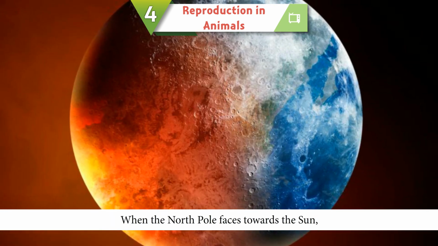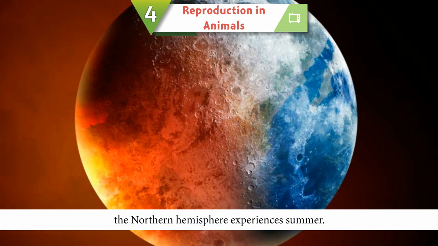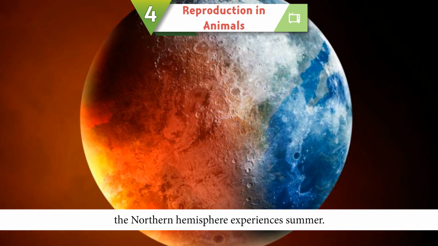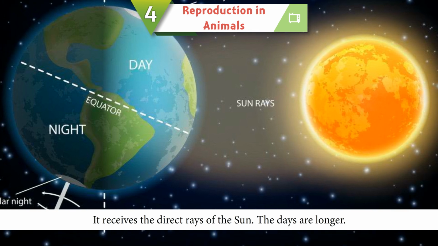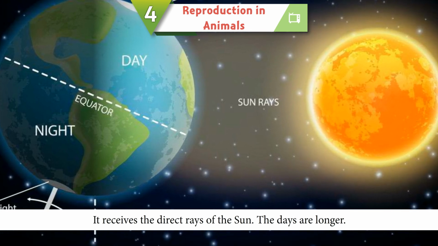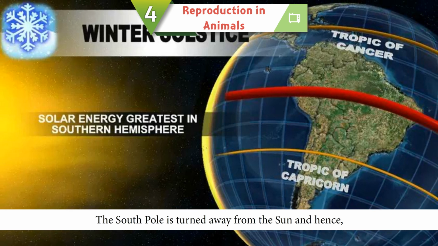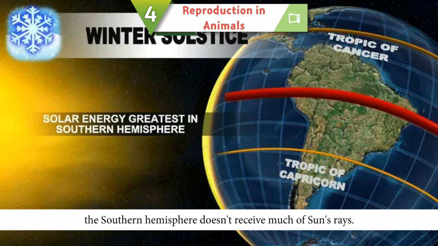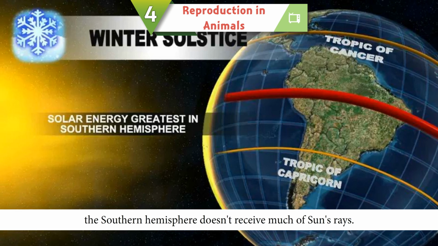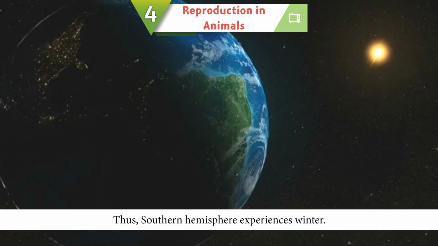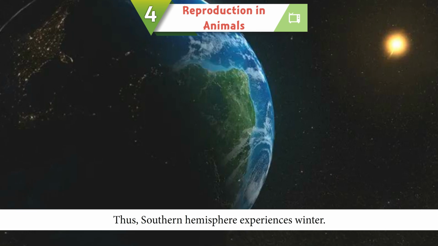When the North Pole faces towards the Sun, the northern hemisphere experiences summer. It receives the direct rays of the Sun. The days are longer. The South Pole is turned away from the Sun, and hence the southern hemisphere doesn't receive much of Sun's rays. Thus, the southern hemisphere experiences winter.